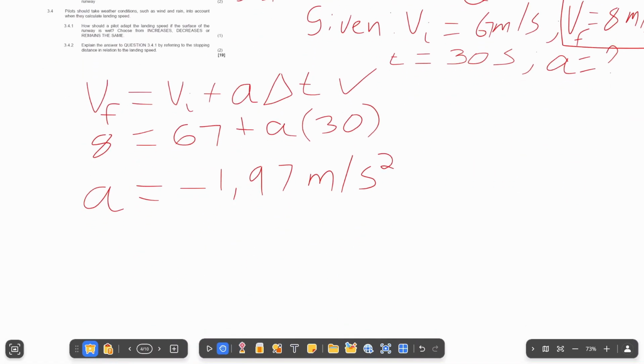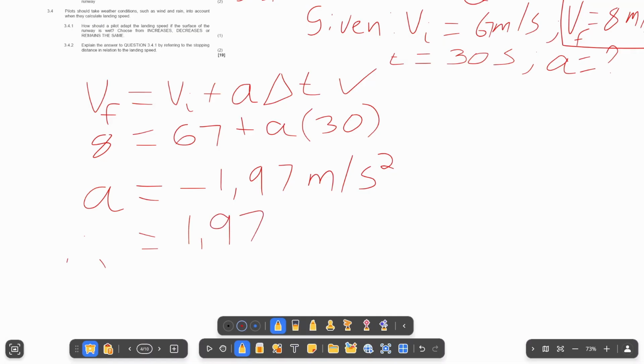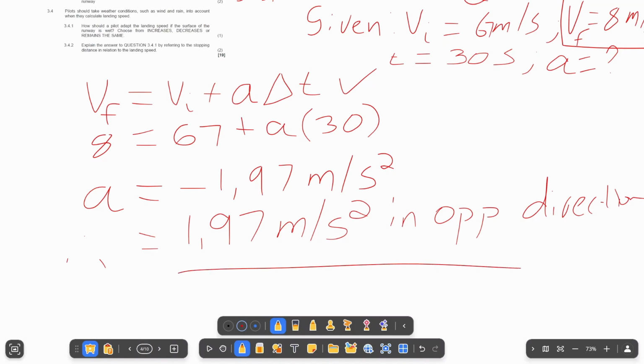So we say now that A is equals to just 1.97 meters per second squared in opposite direction. I wanted to write direction there. This is the final answer. You see, there is magnitude, there is direction, because this is a vector. Understood?